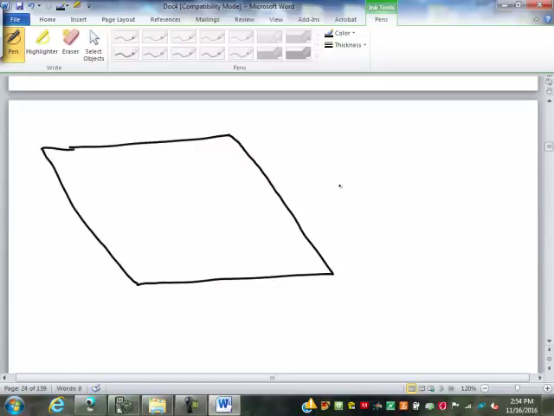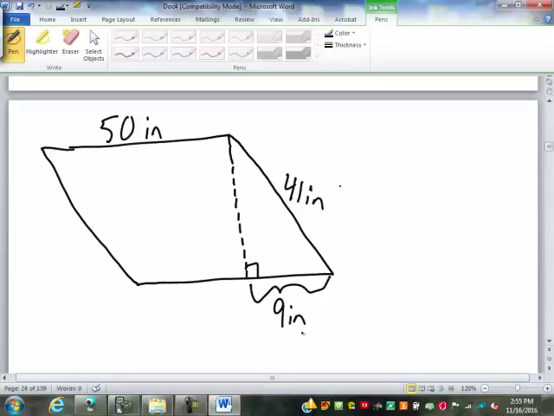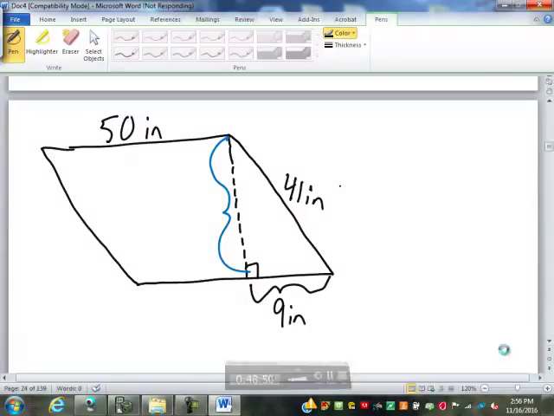I'm going to have you look at this. Pretend that doesn't look lopsided. If that is 50 inches, this is 41 inches, and I tell you that the distance from here to here is 9 inches. In your notes, find the area of that parallelogram.